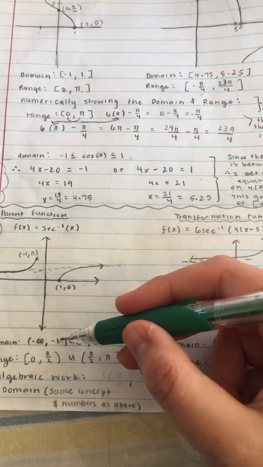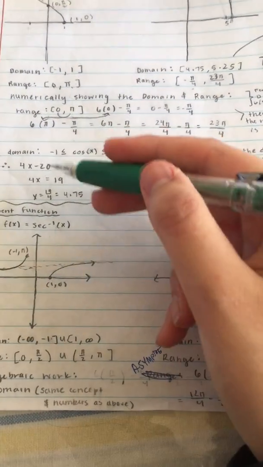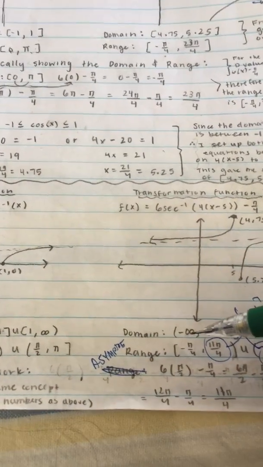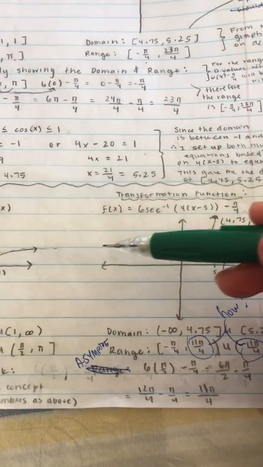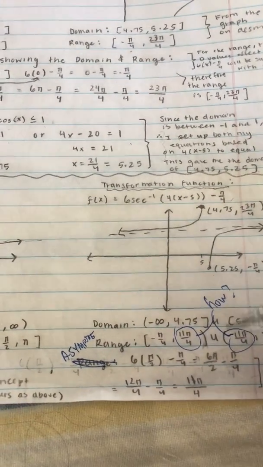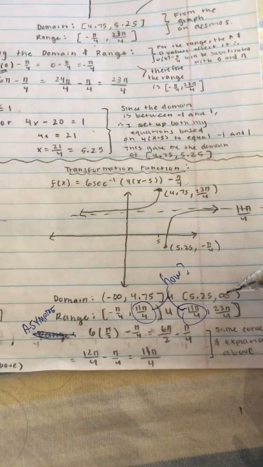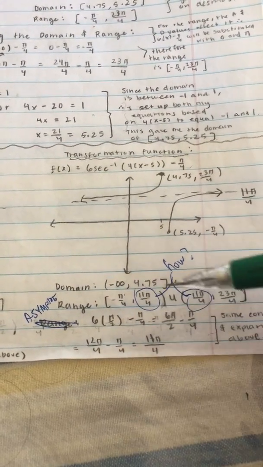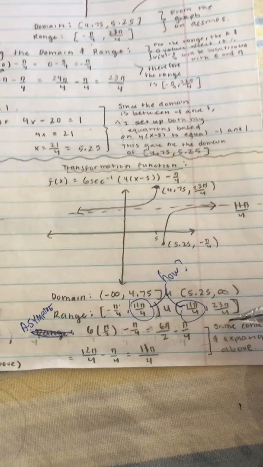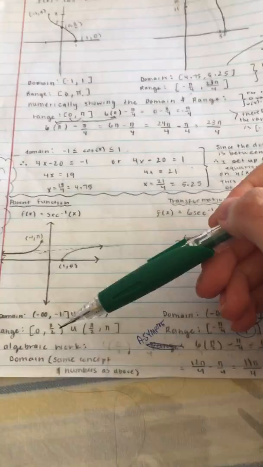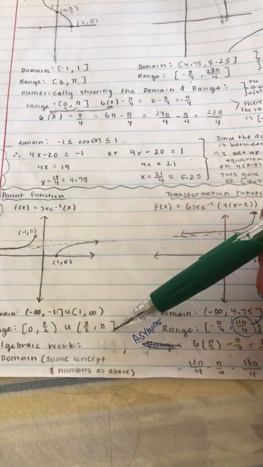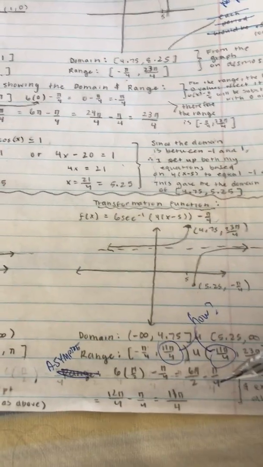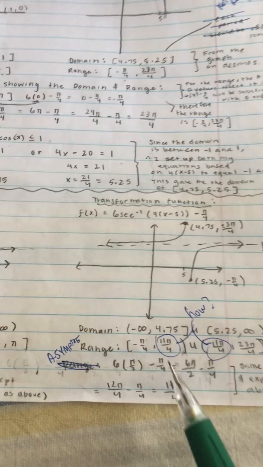So again, you're going to set 4x minus 20 equal to -1 and equal to +1. However, you have to take into consideration the -∞ to that point, union with that point to +∞. Now the range is slightly different. This -π/4 value and this 23π/4 value is the same as the range above, because you still have 0 and pi as part of your range. However, you do have the vertical asymptote that you're solving for, and that is 11π/4.